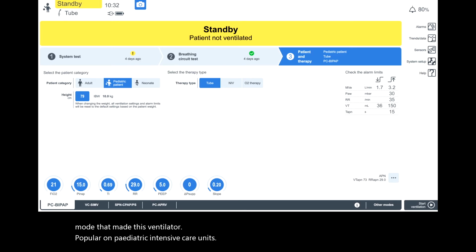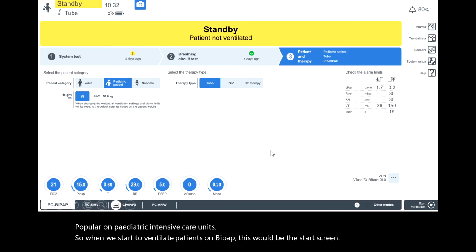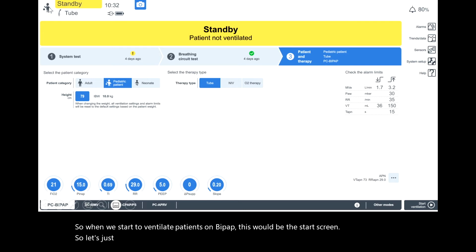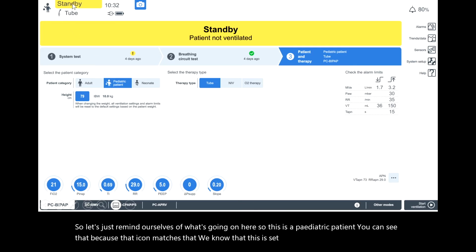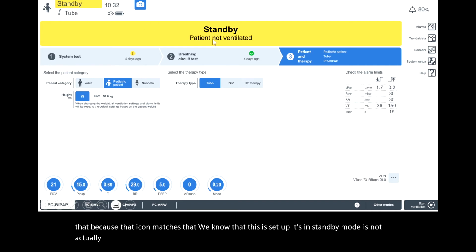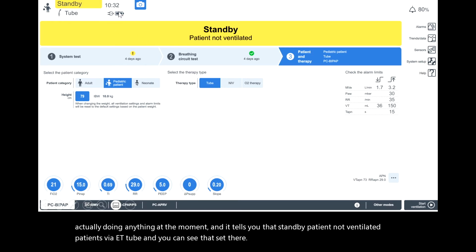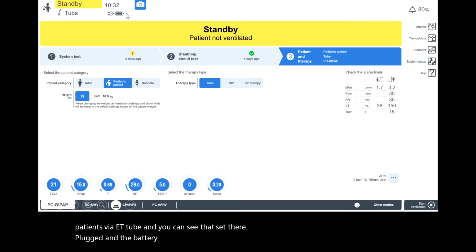So when we start to ventilate patients on BiPAP, this would be the start screen. So let's just remind ourselves of what's going on here. So this is a paediatric patient. You can see that because that icon matches that. We know that this is set up, it's in standby mode, so it's not actually doing anything at the moment, and it tells you that standby patient not ventilated. Patients via ET tube, and you can see that's set there. It's plugged in, and the battery is fully charged. So we know all that now.